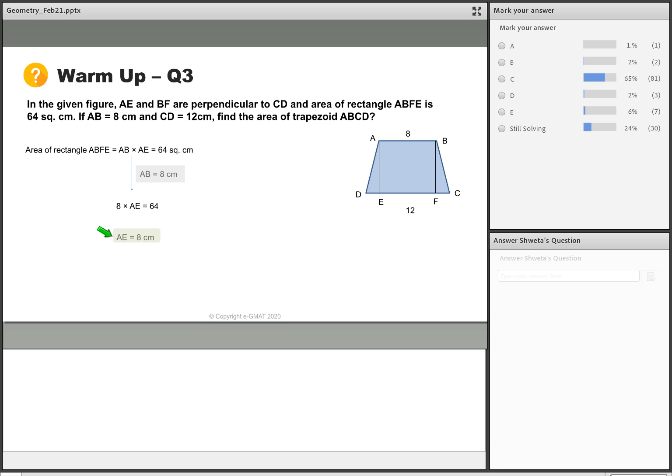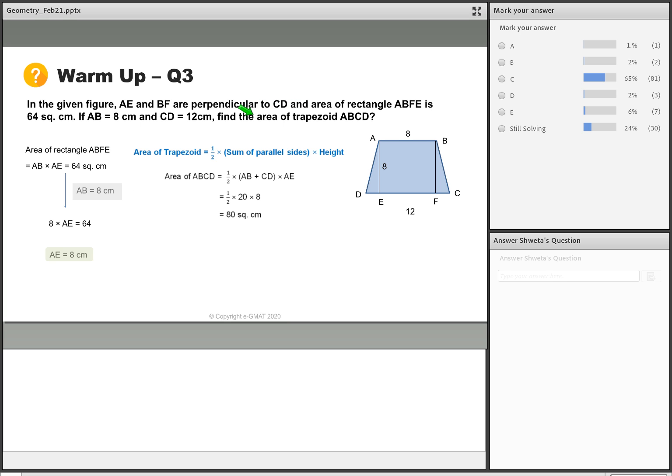It is going to be the height of the trapezoid. Now with that said, once I know the height, I should also know the formula of the area of the trapezoid. How do I get the area? Well, the area of a trapezoid is calculated using this formula here. So it is half multiplied by sum of parallel sides multiplied by height.